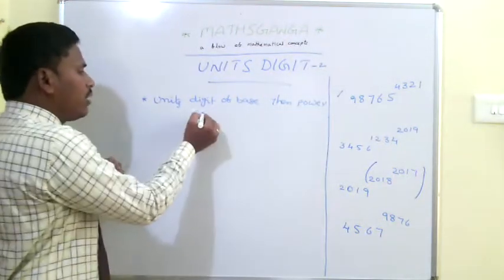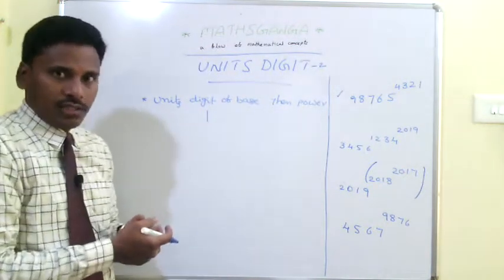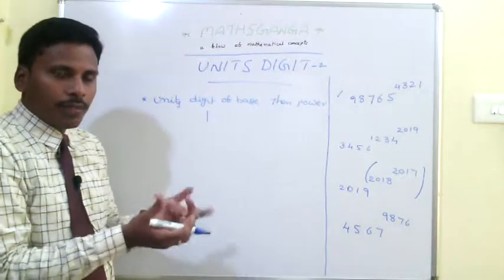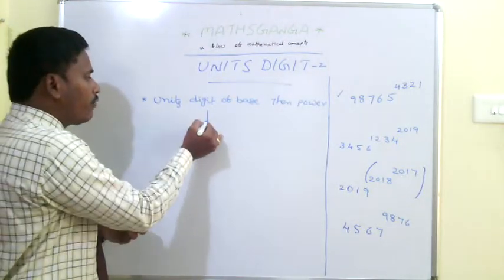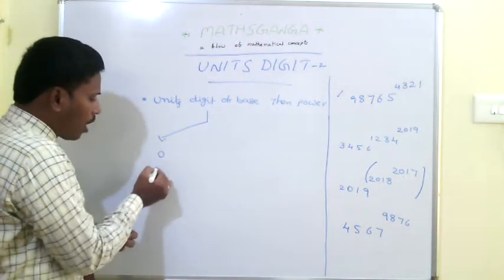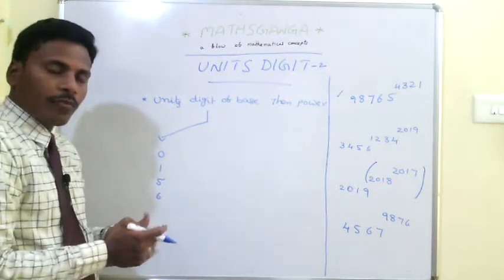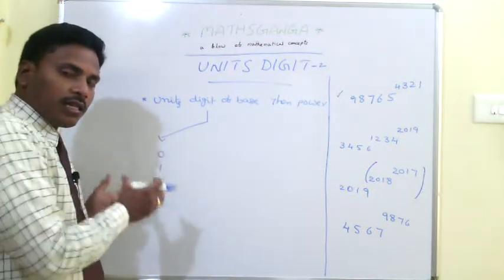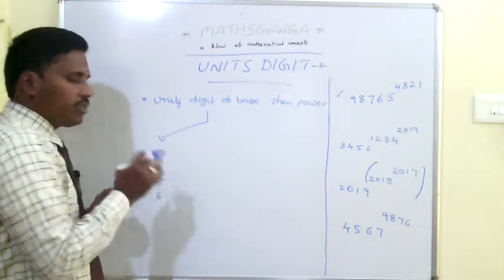See, the unit digit of the base may be any single digit. Unit digit is a digit, so it may be any single digit. Then if the unit digit of the base is either 0 or 1 or 5 or 6, then that base to any power always ends with the same unit digit.